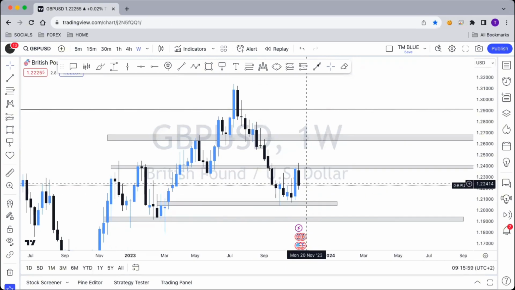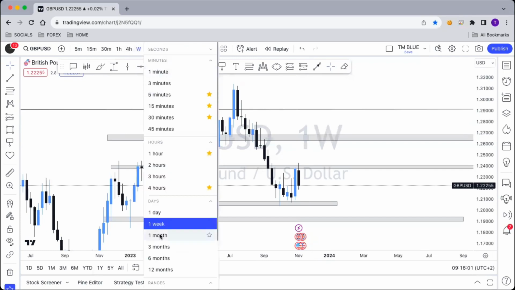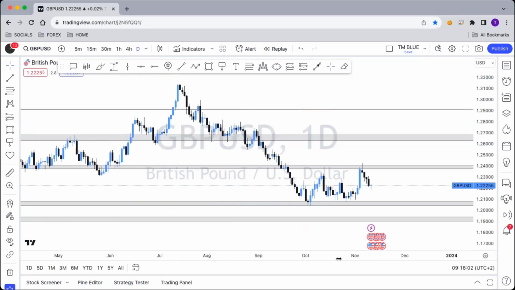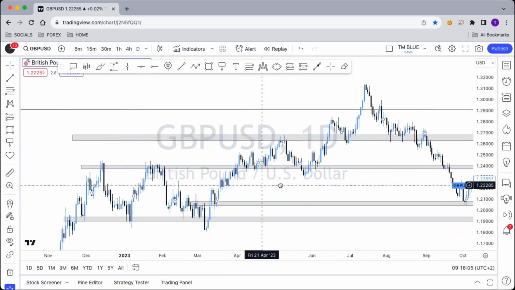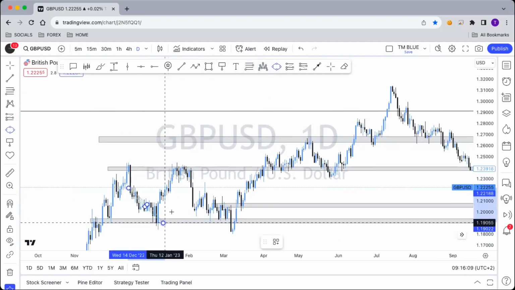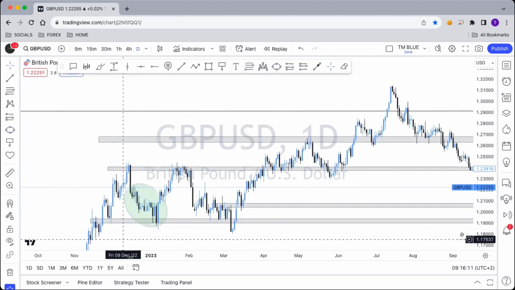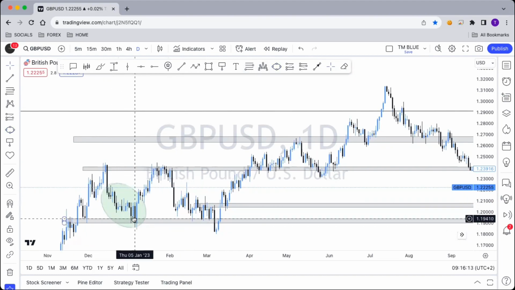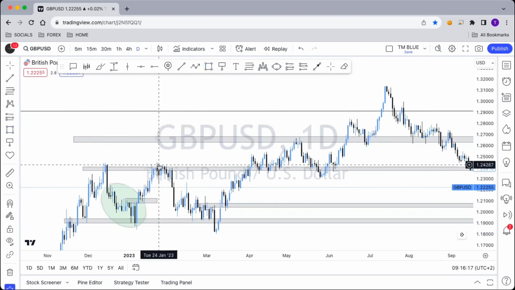Let's go into the daily time frame so you guys can see what I mean. Okay, my daily time frame is here. Take a look at how the market approached the support area. We have a resistance here, we have a support. The market created a reversal pattern, came back and broke the highs, retested, boom.